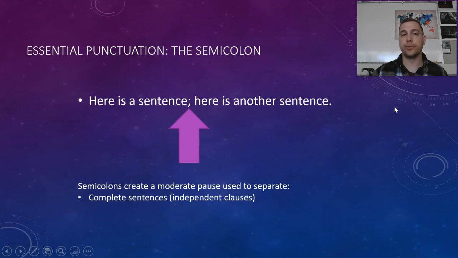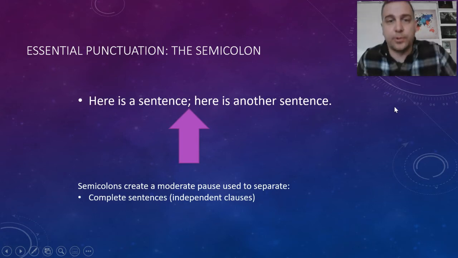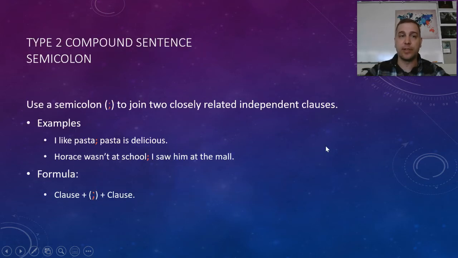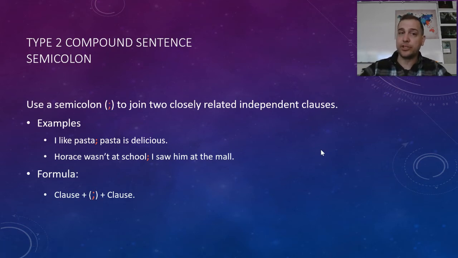Now, in order to understand this next portion, you need to know what a semicolon is. A semicolon is this unit of punctuation, most commonly used to make winky face emojis, right? But it looks like this. It creates a moderate pause that's used to separate complete sentences or independent clauses. And so that's really what the second type of compound sentence is. You can use a semicolon to join two closely related independent clauses.